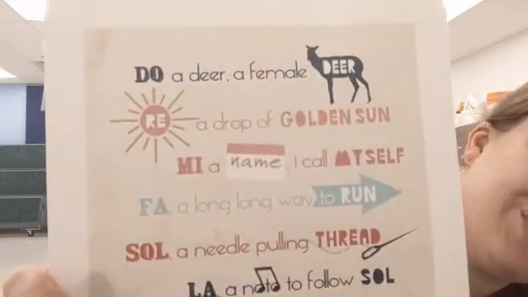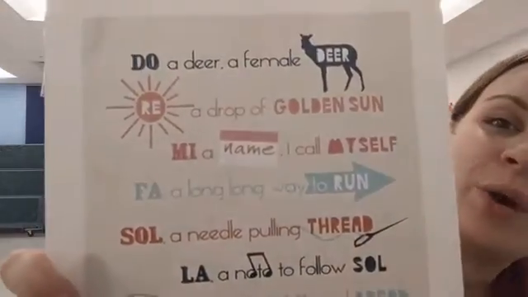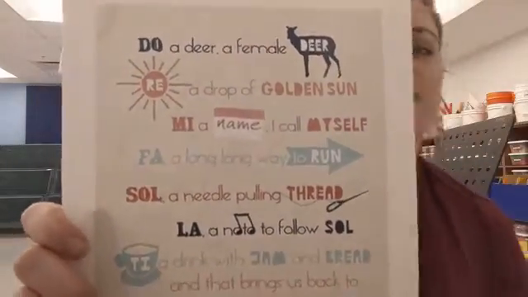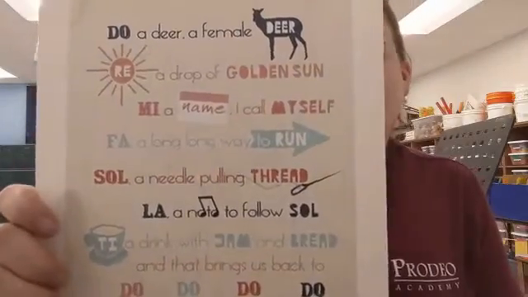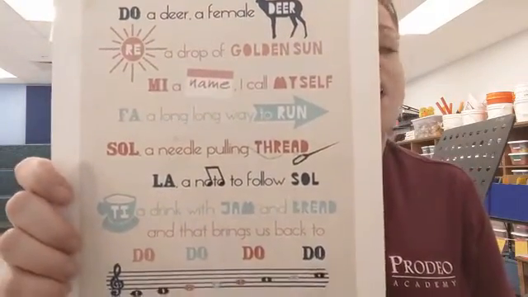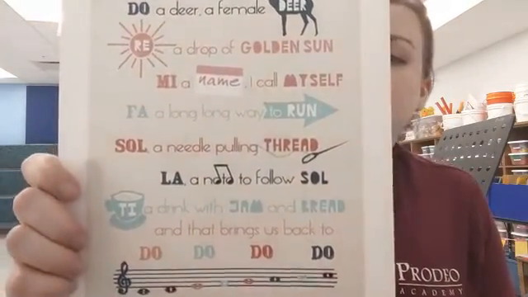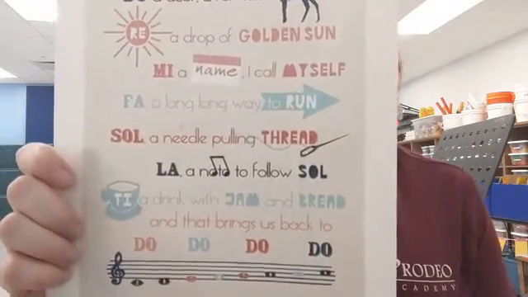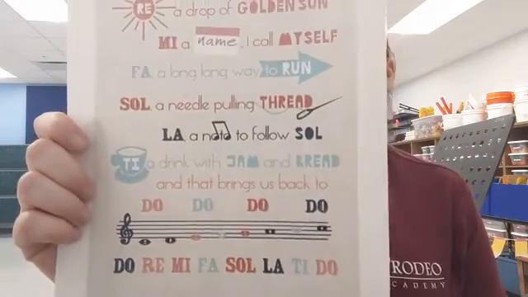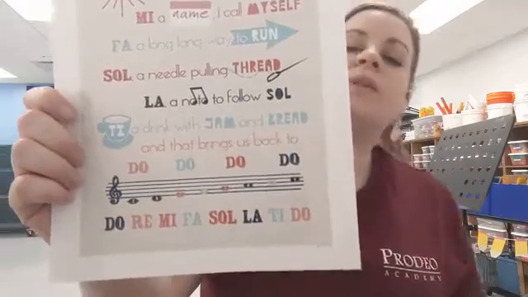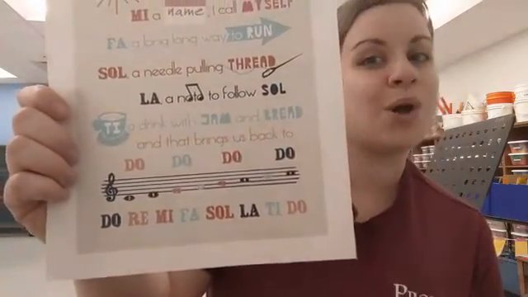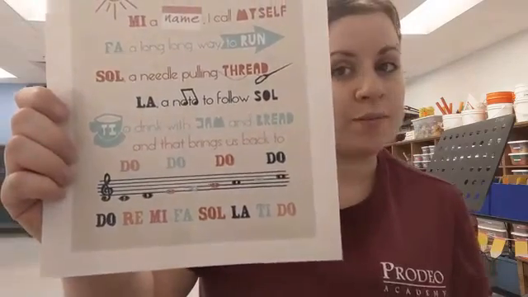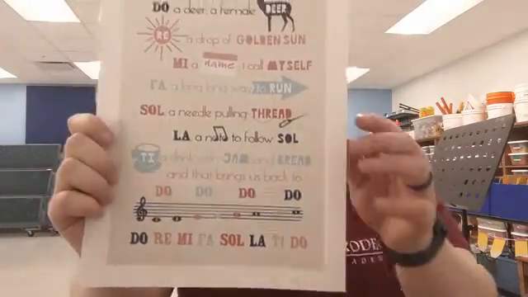Do, a deer, a female deer, Re, a drop of golden sun, Mi, a name I call myself, Fa, a long, long way to run, Sol, a needle pulling thread, La, a note to follow, Sol, Ti, a drink with jam and bread, that will bring us back to Do. Do, Re, Mi, Fa, Sol, La, Ti, Do.